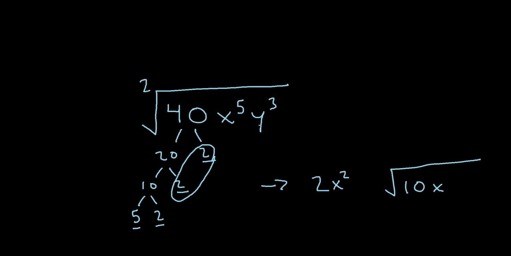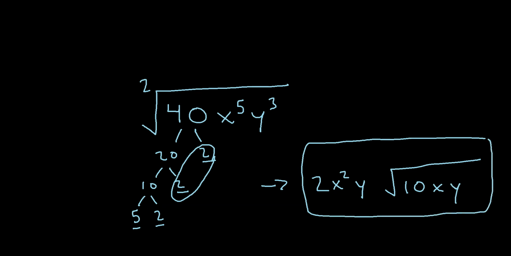Lastly, we'll move on to this y. So we have y to the third. So we'll use the same trick. How many 2's can go into 3? Well, just 1. So we write y to the 1 on the outside of the radical. Or if we want, just leave it as y. And what's left over? Just a single y. So that y has to stay under the radical. So this is our final answer. This is how we can simplify the original radical.